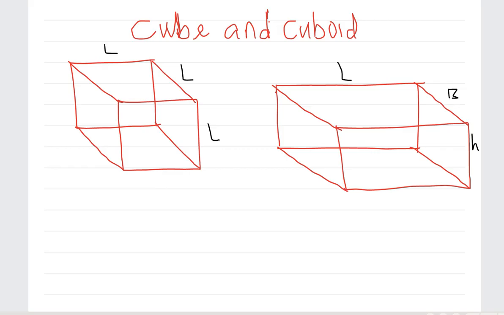So now what is the volume of a cube? Let's start with the volume. Let me write that very well. The volume of a cube is length times length times length, and that will give us L raised to power 3.